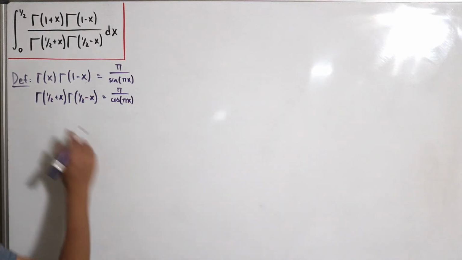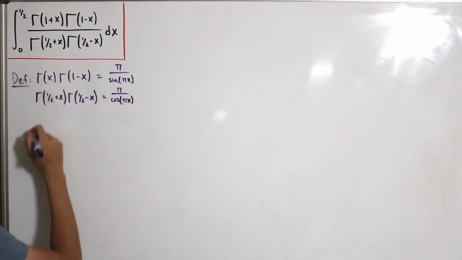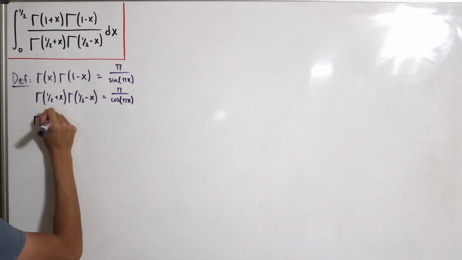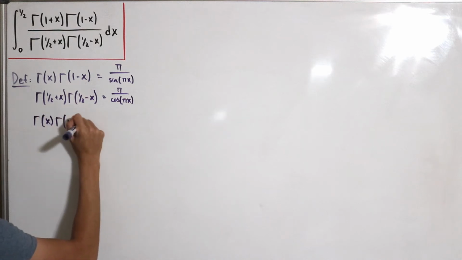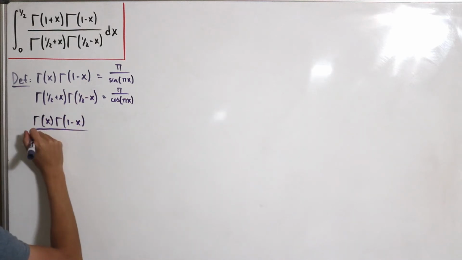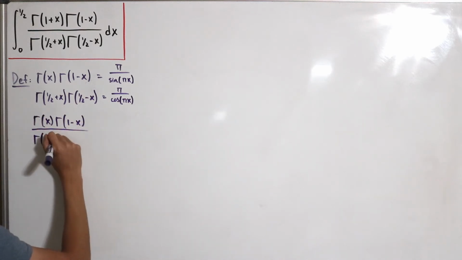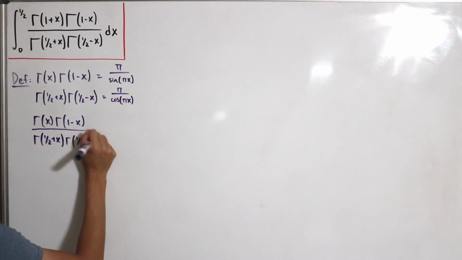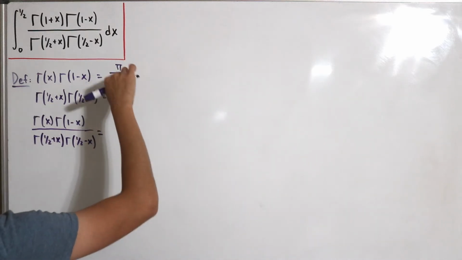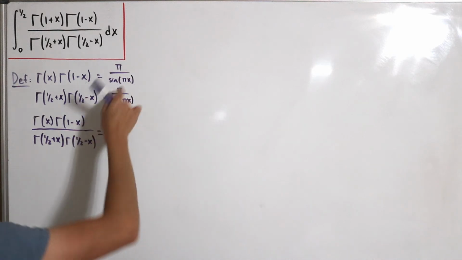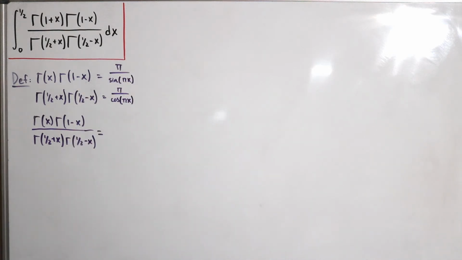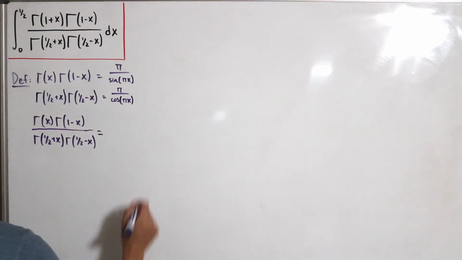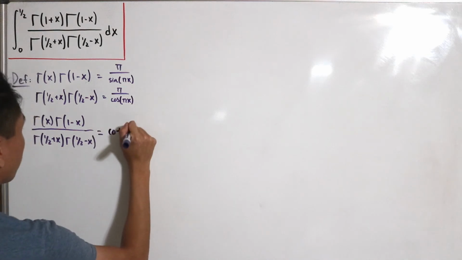So from there, let's divide these two. We have gamma of x times gamma of 1 minus x, divided by gamma of 1/2 plus x times gamma of 1/2 minus x. The pi's cancel, we flip the reciprocal, so it's cosine of pi x divided by sine of pi x, which is equal to cotangent of pi x.